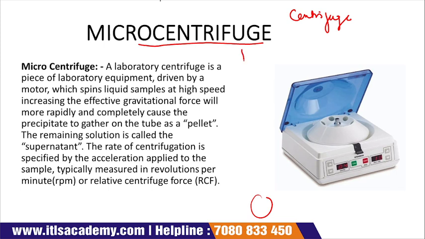Microcentrifuge is basically used for the separation of DNA, RNA and protein. This is a laboratory centrifuge driven by a motor which spins the liquid sample at very high speed. Due to this high spin, the liquid separates into its components, because of the increased effective gravitational force, more rapidly and completely. It is called precipitation.